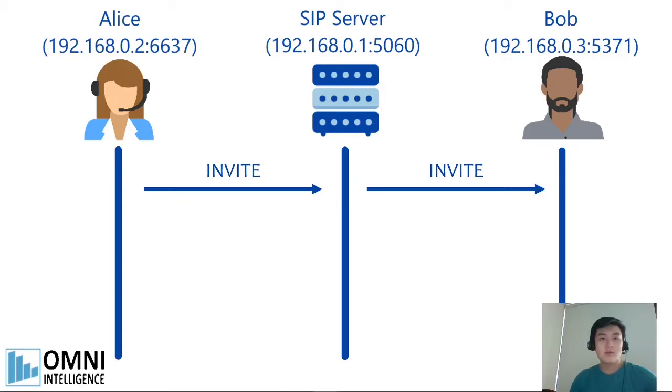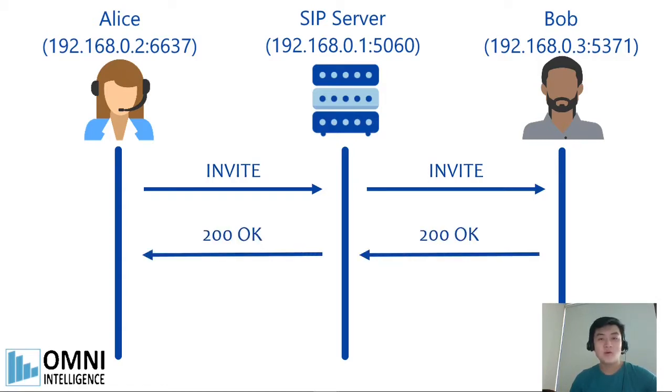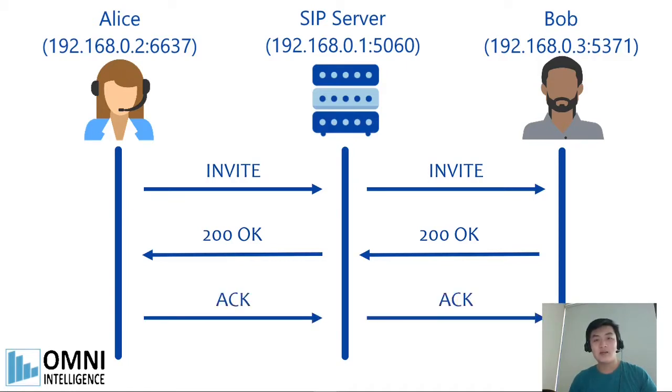Once Bob picks up the call, his device sends the 200 OK signal back to the SIP server, OK meaning to accept the invitation, and the code 200 meaning the action was completed successfully. Likewise, the server passes this signal over to Alice. Once her device receives this signal, it will respond with an acknowledgement signal to indicate to Bob that the 200 OK was received.